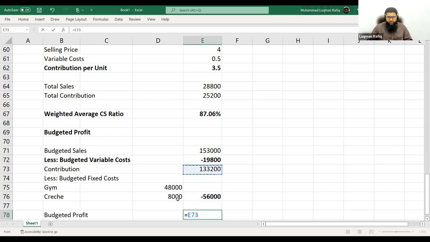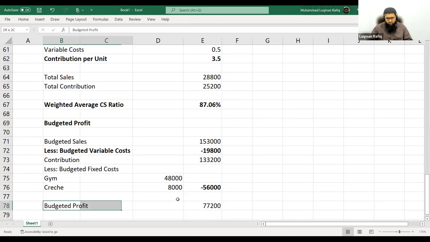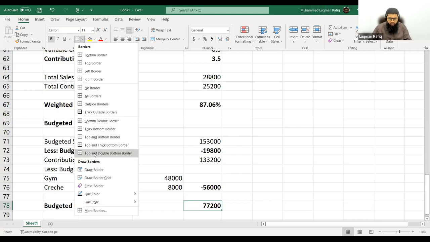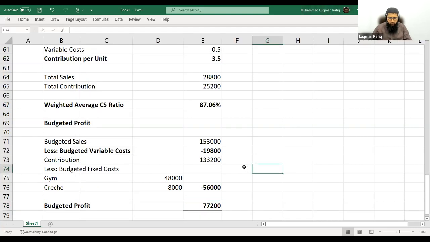The budgeted profit is going to be this, 77,200. The budgeted profit is going to be 77,200. Yeah, is this okay to you all? Has any one of you got it right?